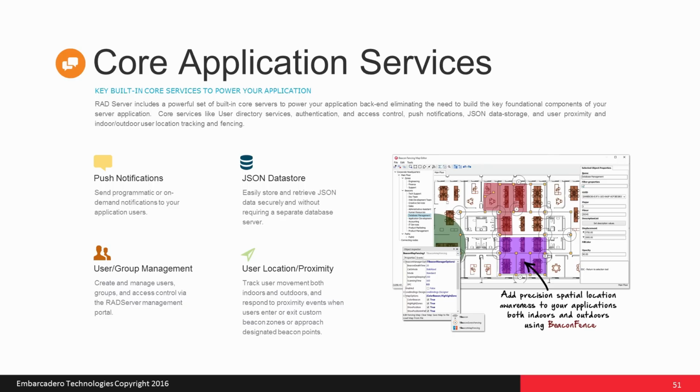Finally, as I was mentioning, there are core application services that include push notification, the ability to send information to a mobile device, even if the application is not running there, users and group management, the proximity model, the location model enhanced with the beacon fencing technology that we have been shipping since last year, and an internal data storage.